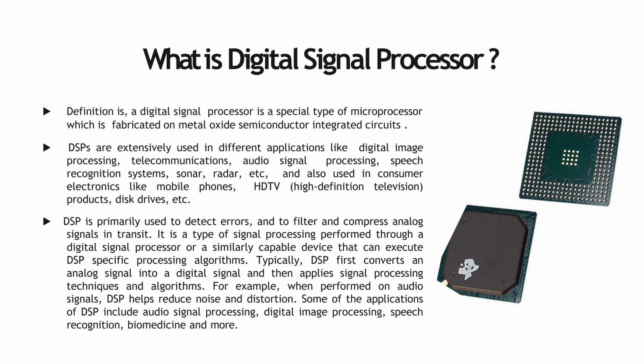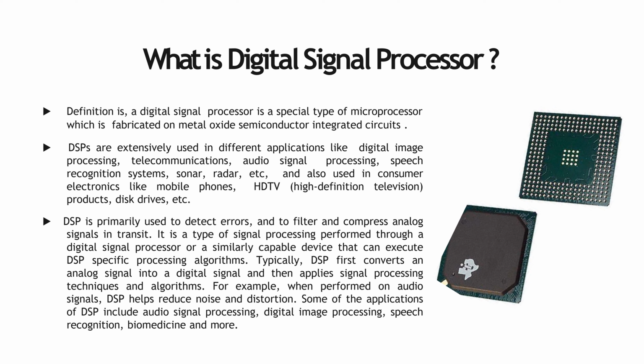As I said, what is actually inside a digital signal processor? The definition is: a digital signal processor is a special type of microprocessor which is fabricated on a metal oxide semiconductor with numerous integrated circuits. So, DSPs are extensively used in different applications like digital image processing, audio signal processing, sonar, radar systems, and also in consumer electronics like mobile phones. In further slides, we will also highlight many more applications of DSP processors.